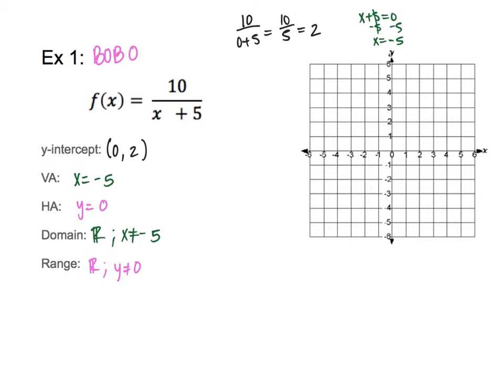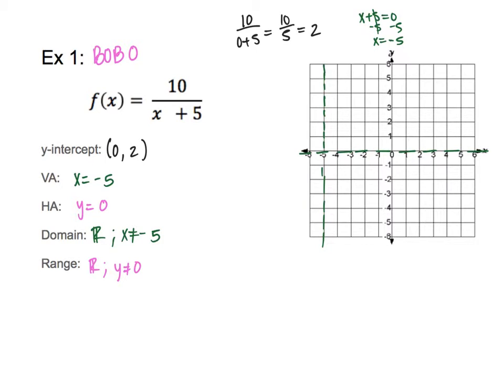So just like before in the last journal entry, we're going to graph by using our asymptotes first. So we have a negative 5 vertical asymptote, so I'm going to make my dashed lines. And then we have y equals 0 as an asymptote, so I'm going to make my dashed lines. And next, I'm going to draw my curves.